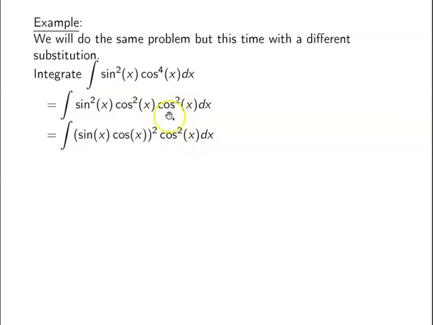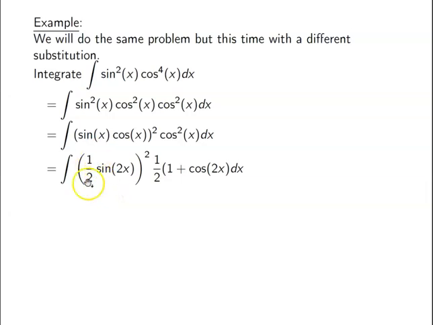Okay. Then I have that cosine squared that I pulled out. Substitute this identity that I have, right? The 1/2 sine of 2x. For cosine squared, I'll use its double angle identity, 1/2 times 1 plus cosine of 2x. Now I can multiply this through, block this 1/2. This will be 1/4. So 1/4 and the 1/2 is 1/8. Okay. I have a sine squared of 2x and 1 plus cosine of 2x.